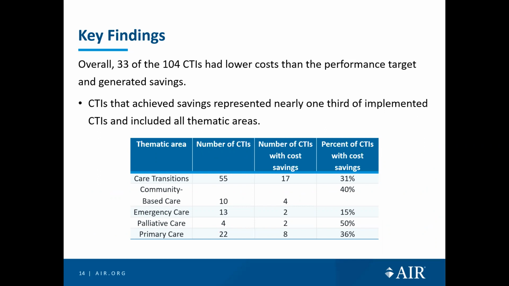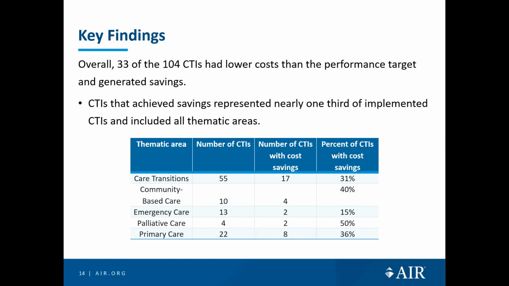Looking specifically at those CTIs that had lower costs than their performance target, we see that 33 out of the 104 CTIs did have lower costs and generated savings. These CTIs represented about 1/3 of all CTIs and included all thematic areas. So there's not necessarily a scenario that one of the thematic areas failed to produce savings at all. You can see the percentage of CTIs with cost savings in the final column.